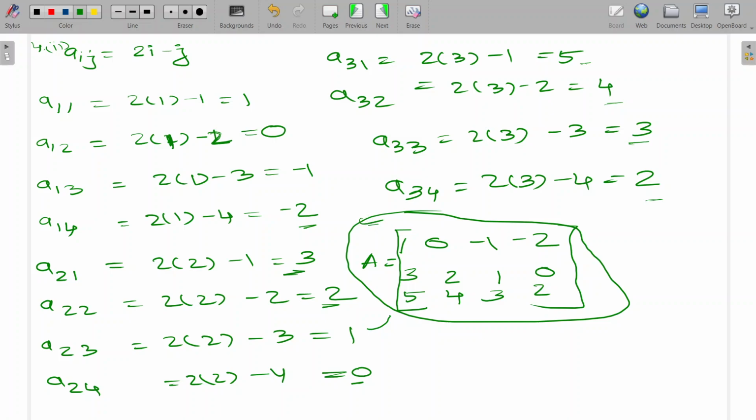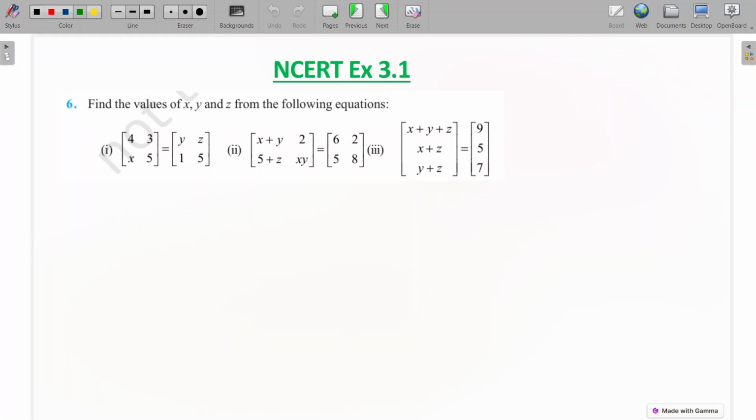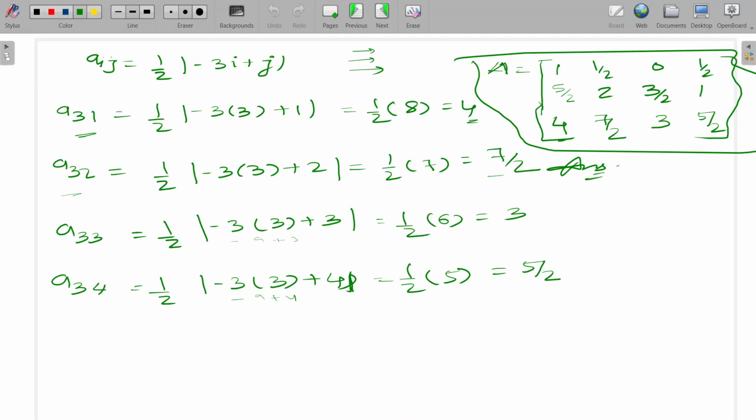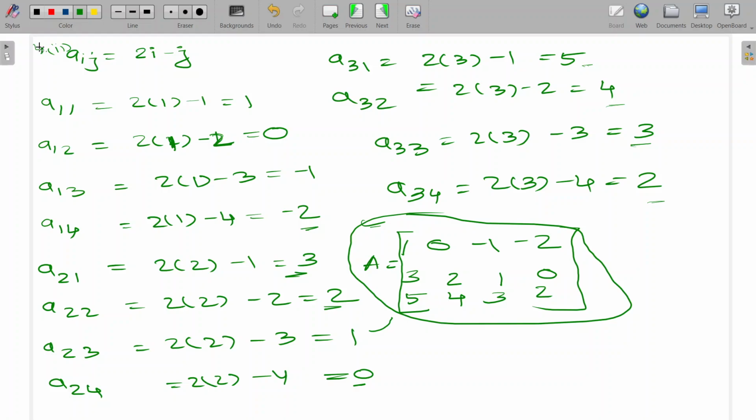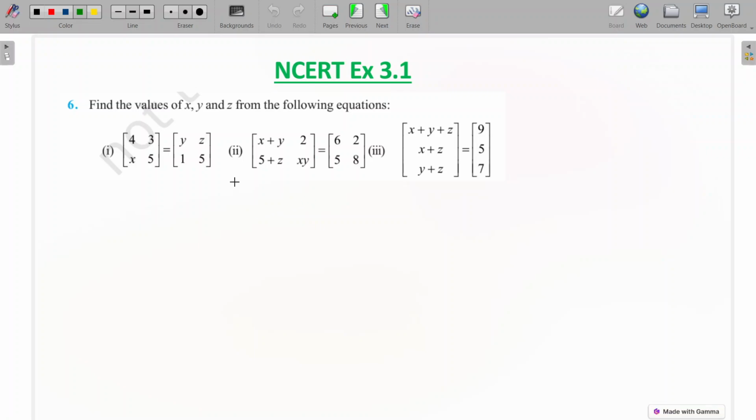Now let's move on to the next question. Sorry, we are solving here 5 cut 2. So 5 questions are done. Let's move to the next question.